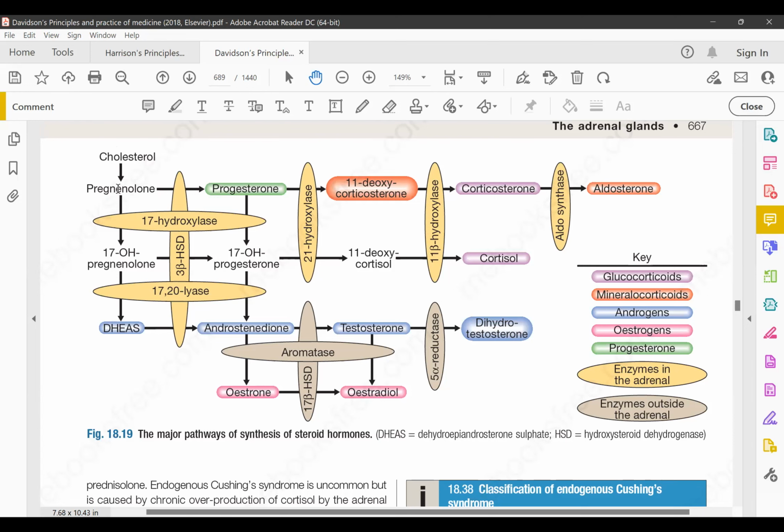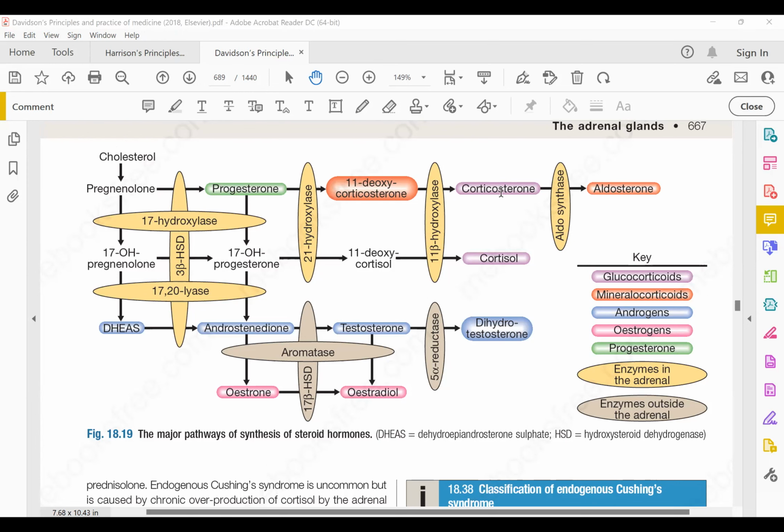Cholesterol, pregnenolone, 3-beta HSD, progesterone, 21-hydroxylase, 11-deoxycorticosterone, and then 11-beta hydroxylase, corticosterone, aldosterone synthase, aldosterone.